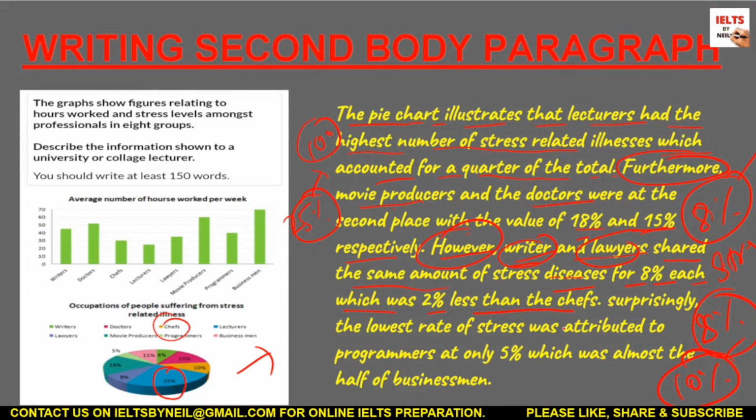Okay, surprisingly, again a link word, the lowest rate of stress was attributed to programmers at only 5%. Means the programmers had the least amount of stress at 5% here, which was almost half of the businessmen. So if you look at the businessmen, 11%, programmers 5%, almost half. So yes, it is almost half, not exactly, but yes, almost.